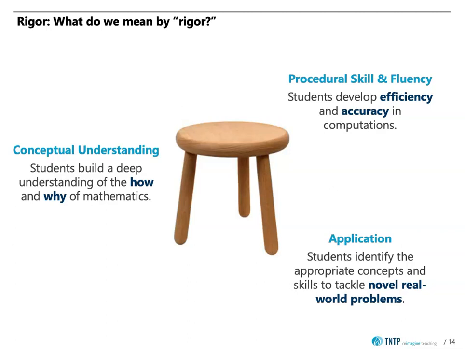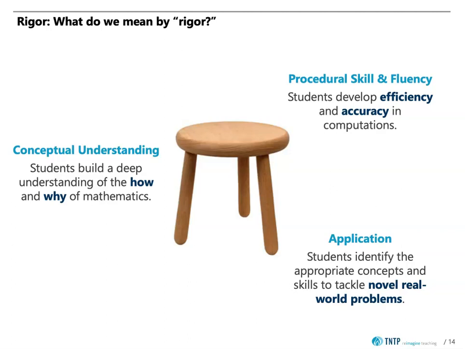Rigor is one of those words that gets thrown around a lot. So we want to make sure that when we say rigor, when we're looking at this tool, that we have a common definition of what that means. So we're going to be looking at the three aspects of rigor: conceptual understanding, procedural skill and fluency, and application.